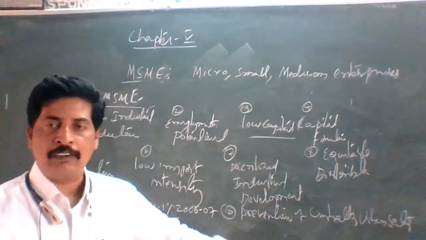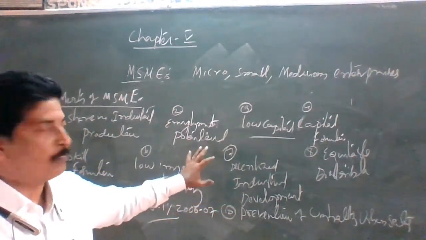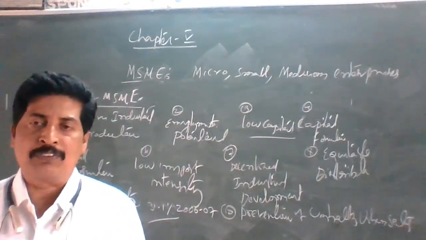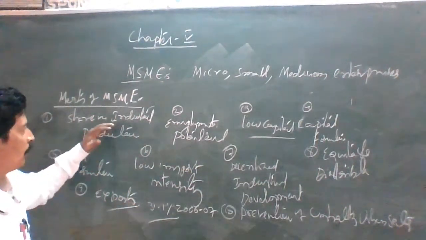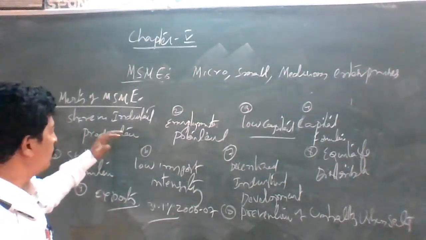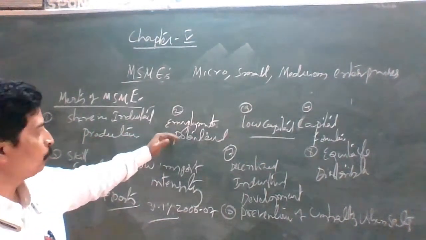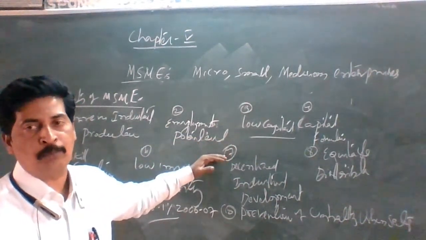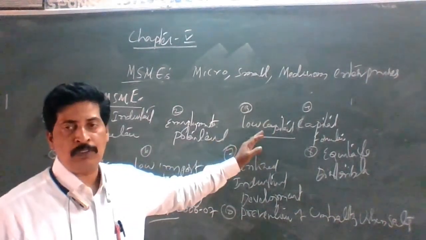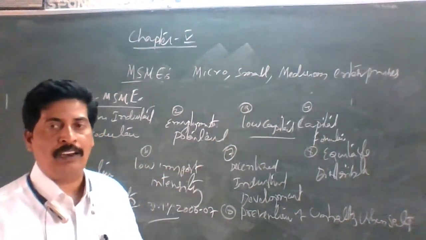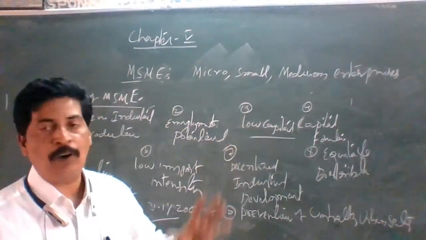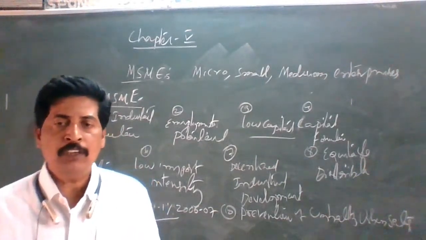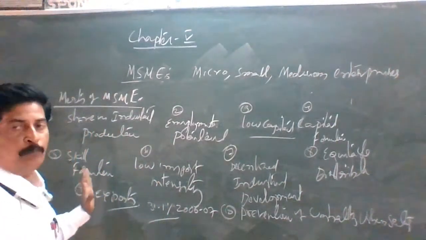So these are the 10 important things which come under merits. What are the MSME merits? These are the merits. First one is share in industrial production. Second one is MSMEs have more employment potential. More people will get employment opportunities. Then MSMEs require less capital. And capital formation is possible through savings or thrift. Savings can be possible. Then coming to skill formation.